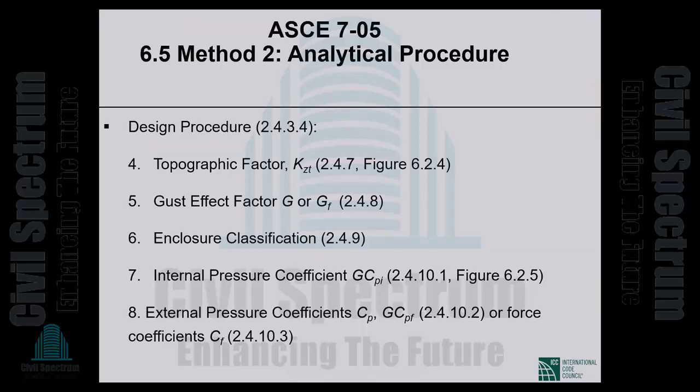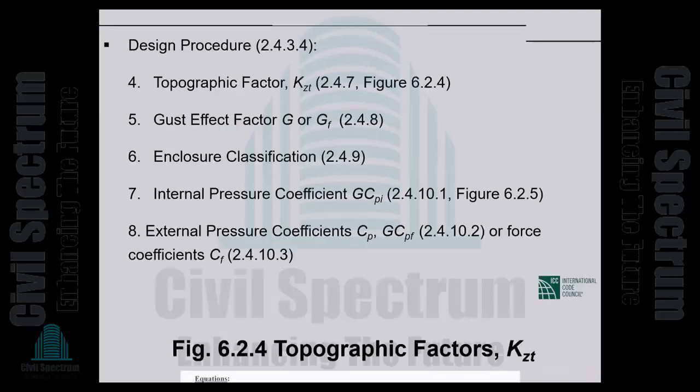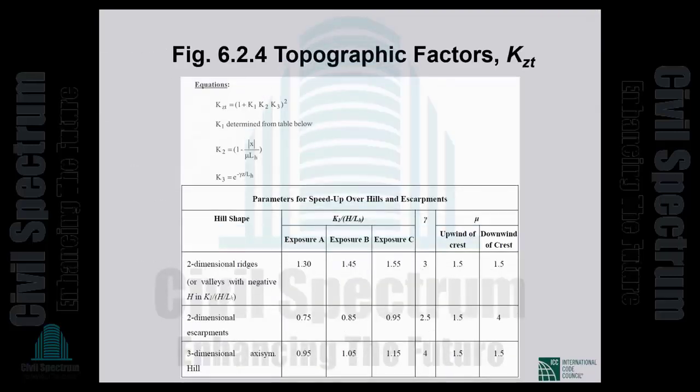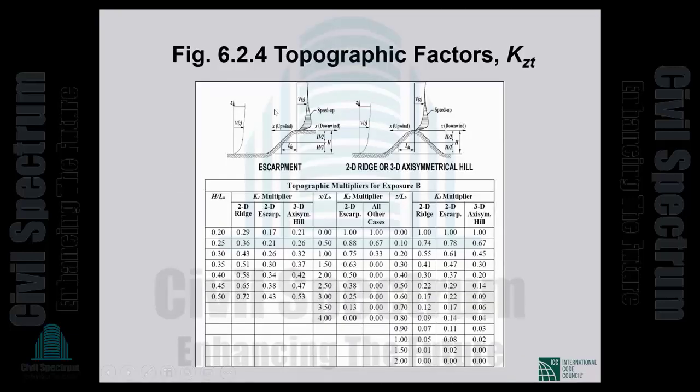So beyond that, we have to determine the topographic effect factor K sub ZT, gust effect factor, enclosure classification (open, partially enclosed or enclosed), internal pressure coefficient, and then external pressure coefficient. So it's quite a bit. K sub ZT is a complicated coefficient. It depends on three factors, K sub 1, K sub 2, K sub 3. Those are given in this part of figure 6.2.4.